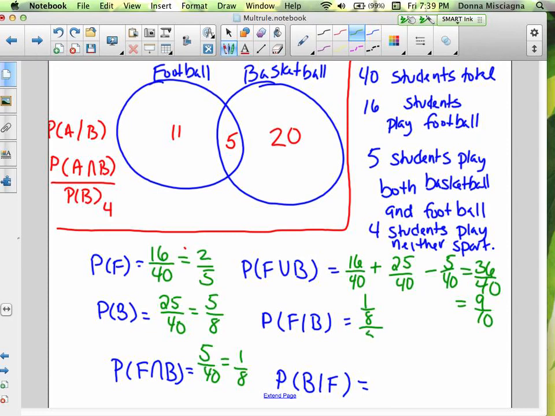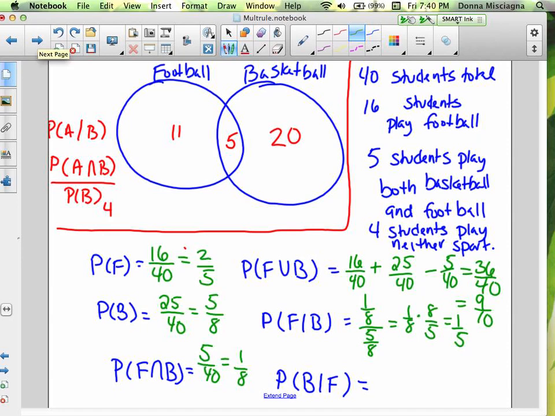5/8. Right, so divided by a fraction is the same as multiplying by the reciprocal. So we have 1/8 times 8/5, which means 1/5. So 1/5 of the students play football given that they play basketball.